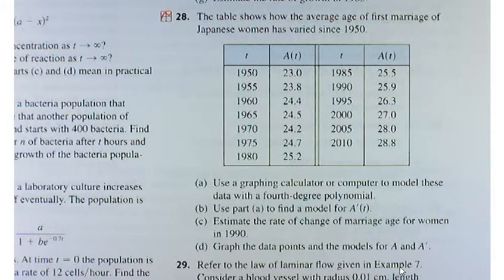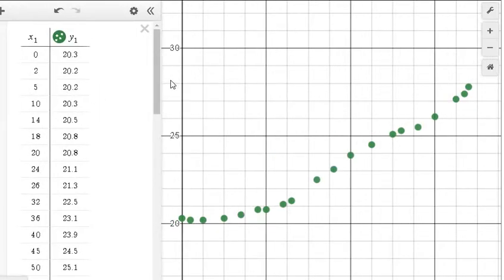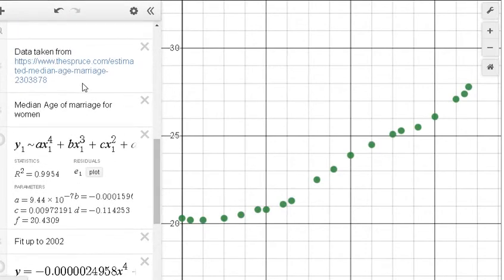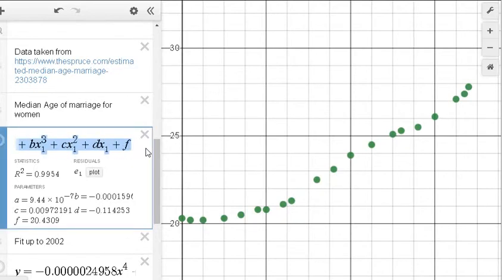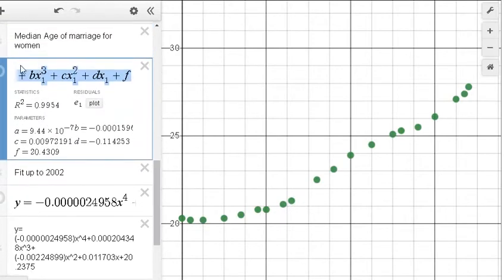Well, I was kind of curious about the average age of women in the United States and how that's varied since 1950. So I dug up some data, and there's my source. It says, use a graphing calculator or computer to model this with a fourth degree polynomial. So that would be this thing right here. And the nice thing is that with Desmos, you can just type this stuff in, and it'll actually find a fourth degree model. In fact, let's plot it.